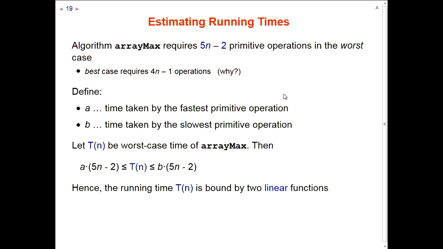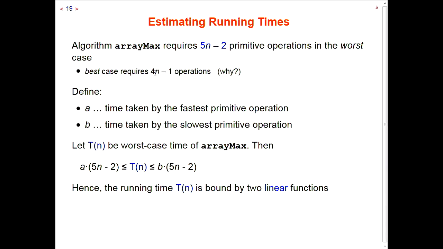So with my definition of primitive operations, we see that array max requires 5n minus 2 primitive operations in the worst case. The best case requires only 4 times n minus 1 operations, and that is what I've already said. If you never have to go into the if condition, then you avoid the n minus 1 operations inside the if, and this is why in the best case you've got 4n minus 1.